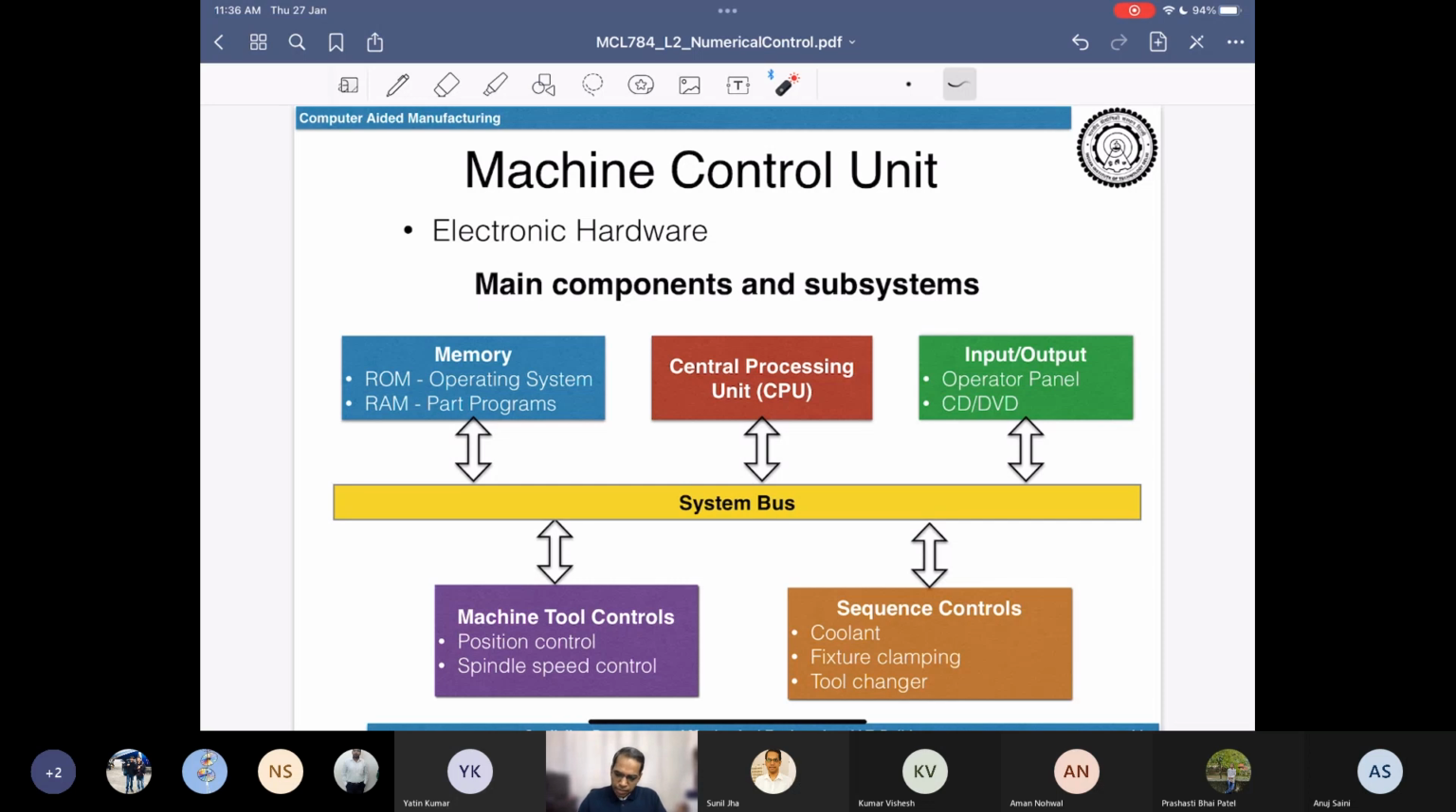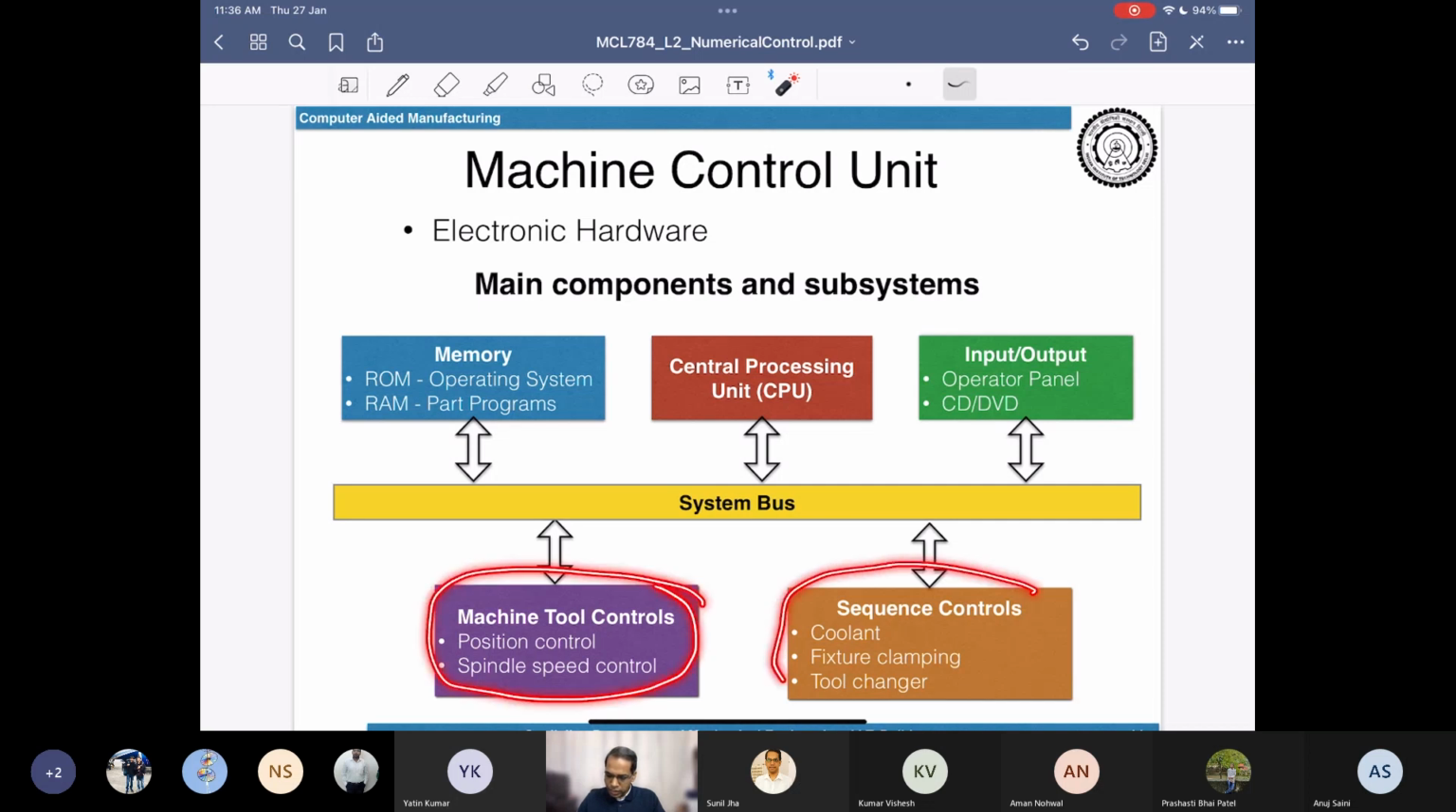So, if you see, it's a basic computing environment. You need to have a memory on the controller. We need to have a CPU on the controller, and there are certain input-output interfaces possible. And then these are the motion control parts. So you have a position control system implemented. You have a speed control system implemented. This is related to the motion control.